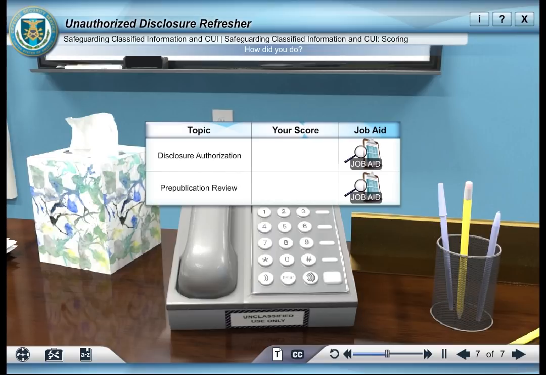Take a moment to review your score for your conversation with Kathy. If you need to review any information in more detail, select the relevant job aid.